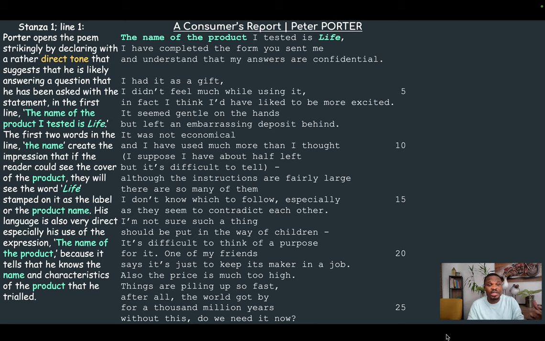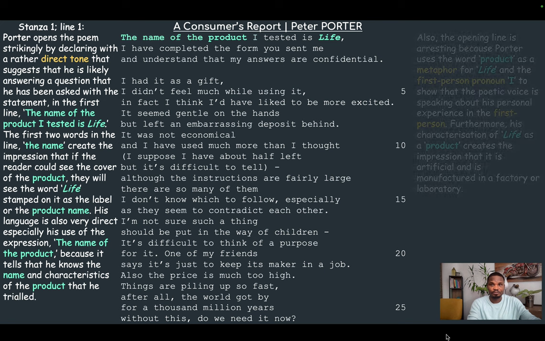Now, the poetic voice's language is also very direct, especially his use of the expression, the name of the product. What do I mean by direct? It's direct because it tells us that he knows the name and the characteristics of the product that he trialed. It is something that he trialed. It was given to him to try.